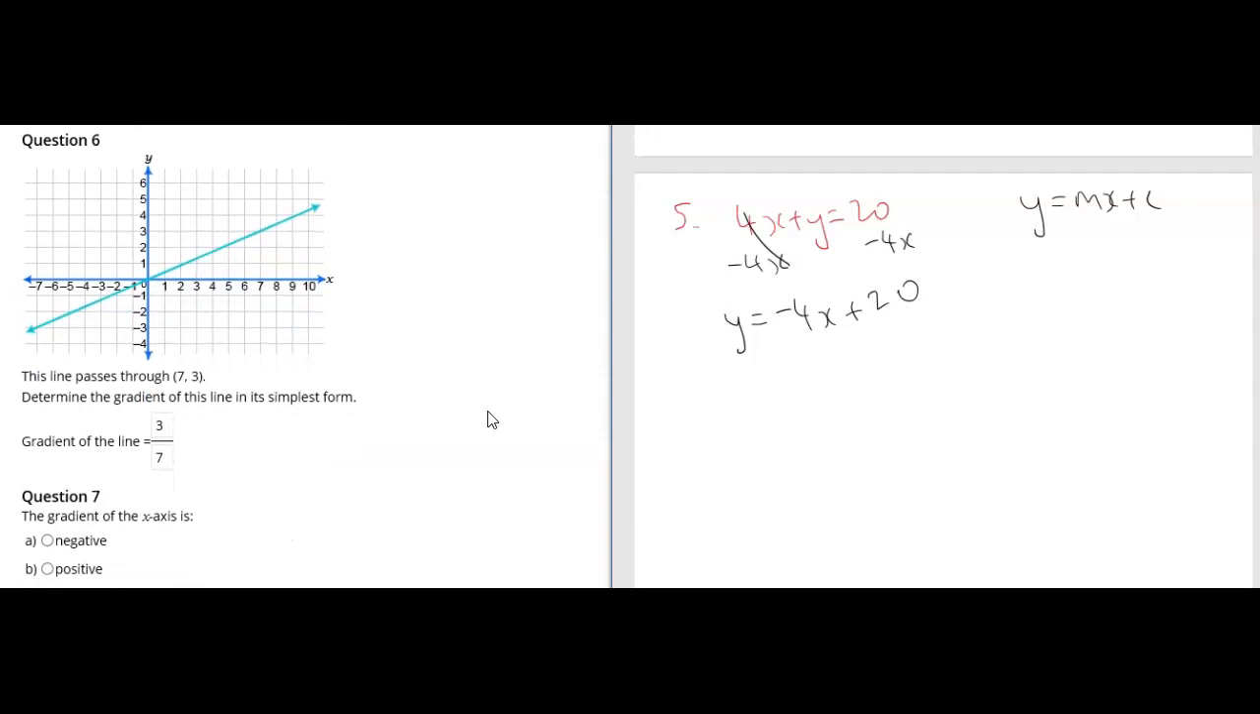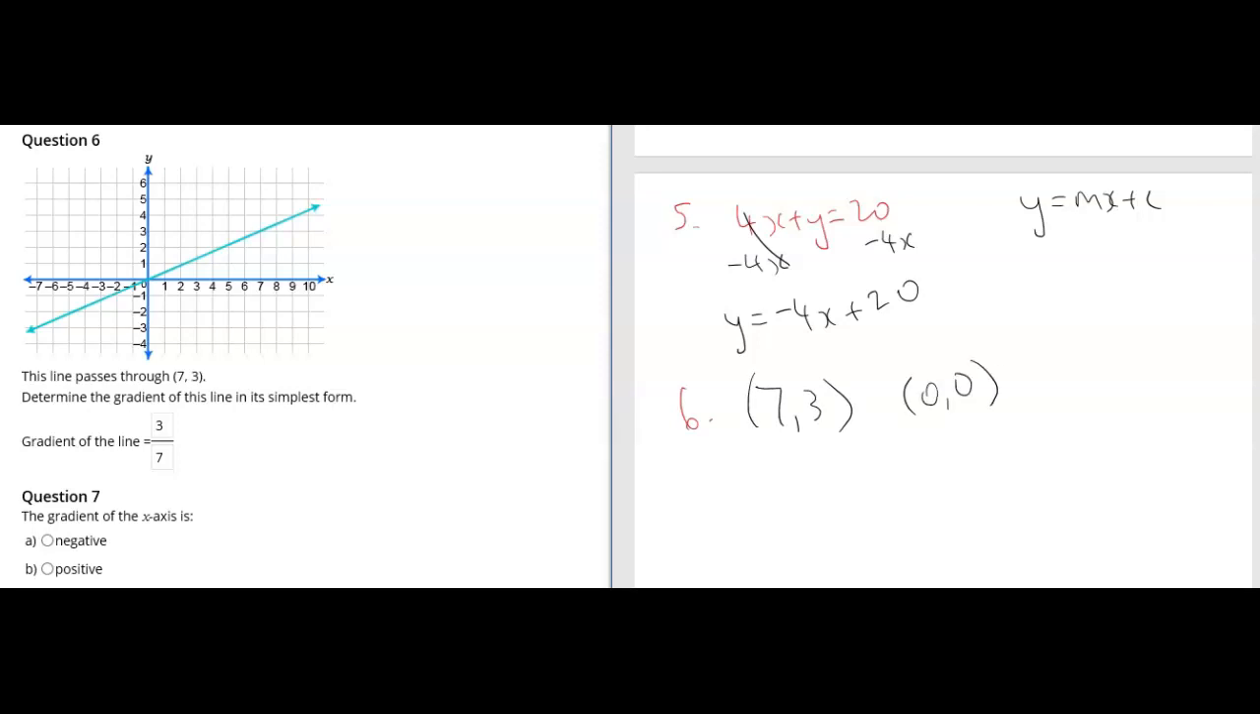All right, question 6. We've got a graph, and this line passes through (7, 3). So you can see (7, 3). What is the gradient of the line? Now this question, you've got to use that point (7, 3). All right, so question 6. We've got to use the point (7, 3), and we can also see it goes through the origin, which is (0, 0).